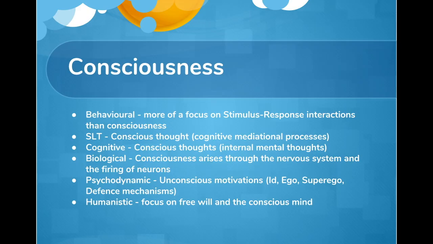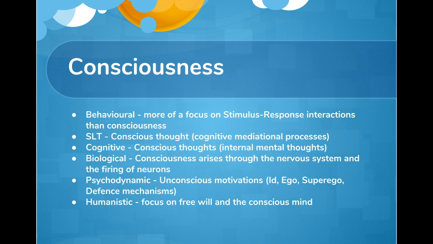The psychodynamic approach focuses on unconscious motivators. It says that we have a conscious part of our mind, but we also have an unconscious, and conflicts and traumas that happened in childhood get repressed, pushed down into our unconscious, and it's those thoughts that determine our behaviour later in life. And the humanistic approach very much focuses on free will and the conscious mind, our idea of self-actualization, our view of ourselves, self-perception, ideal self, etc.